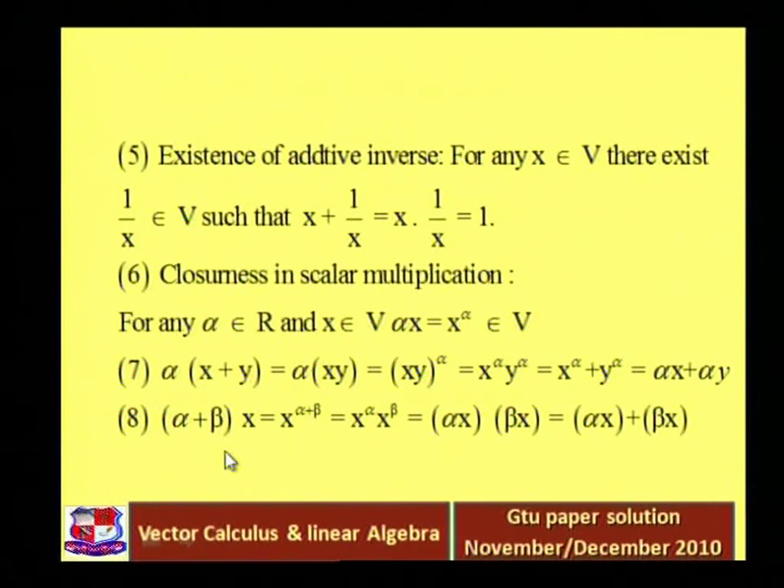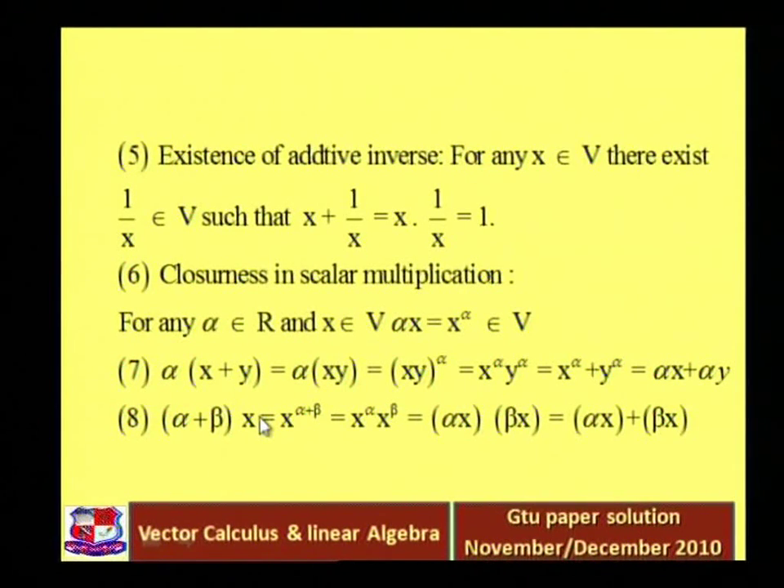So (α + β)x is equal to x^(α+β), that is equal to x^α · x^β, and that is equal to αx · βx, that is equal to αx + βx. So the 8 conditions we already satisfied.